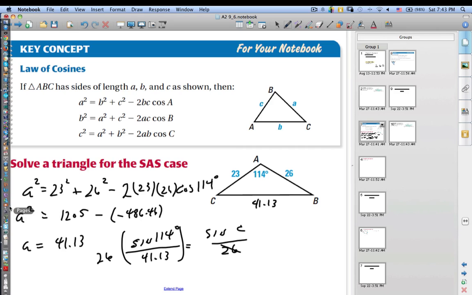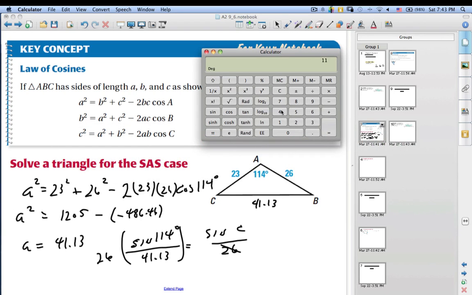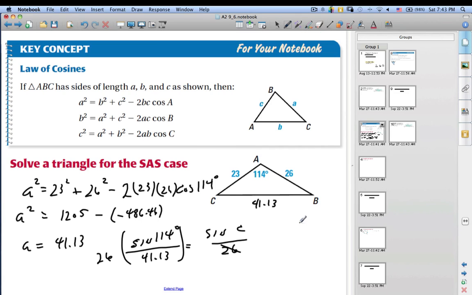So let's go ahead and do that. So I'm taking the sine of 114, and then I'm dividing it by 41.13, and then I'm multiplying it times 26, and this is equal to the sine of c. So now if I do my inverse sine, I find that c is 35.27 degrees. So I'm going to find that angle C is 35.27 degrees.